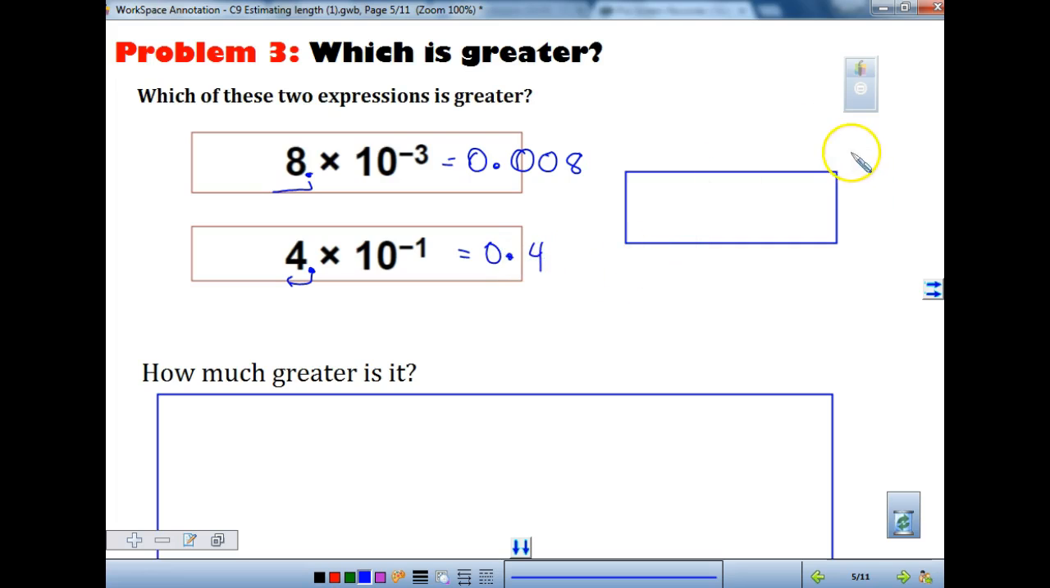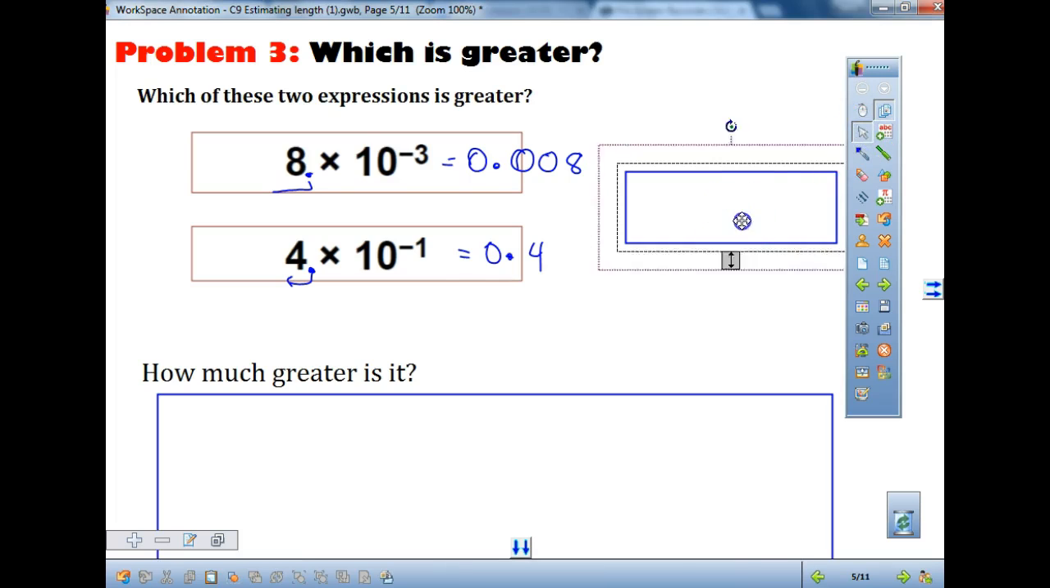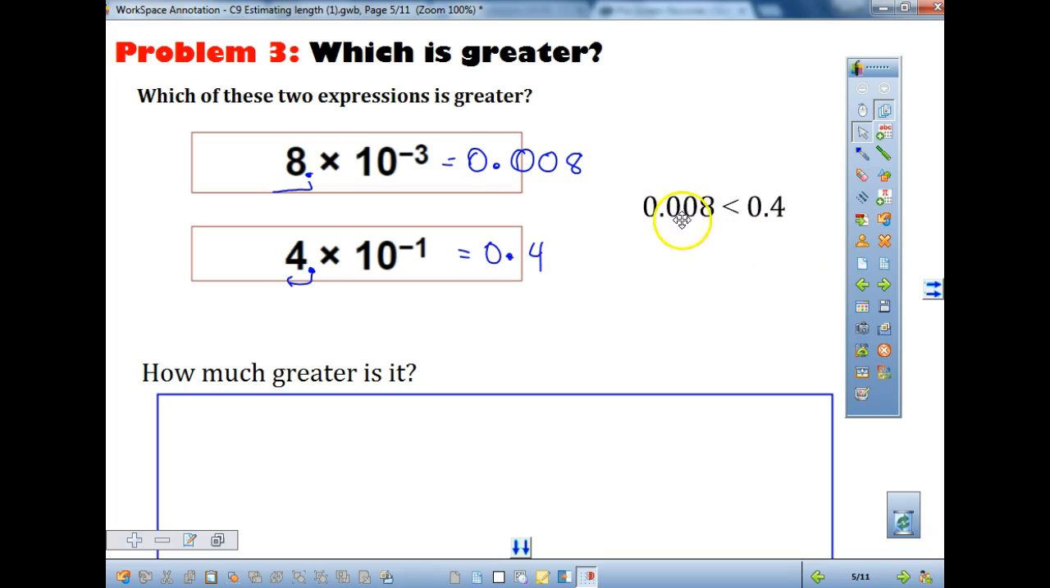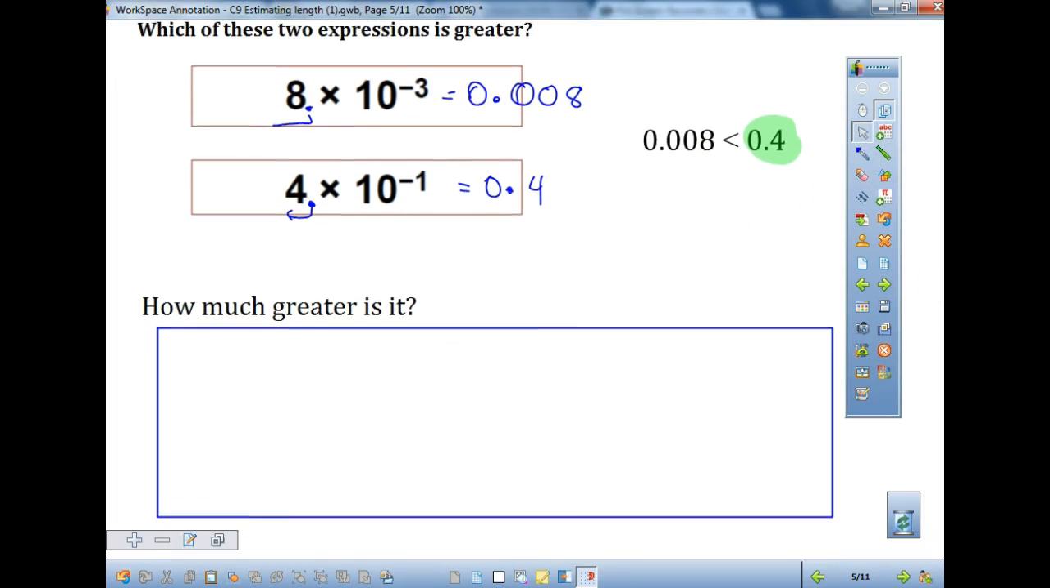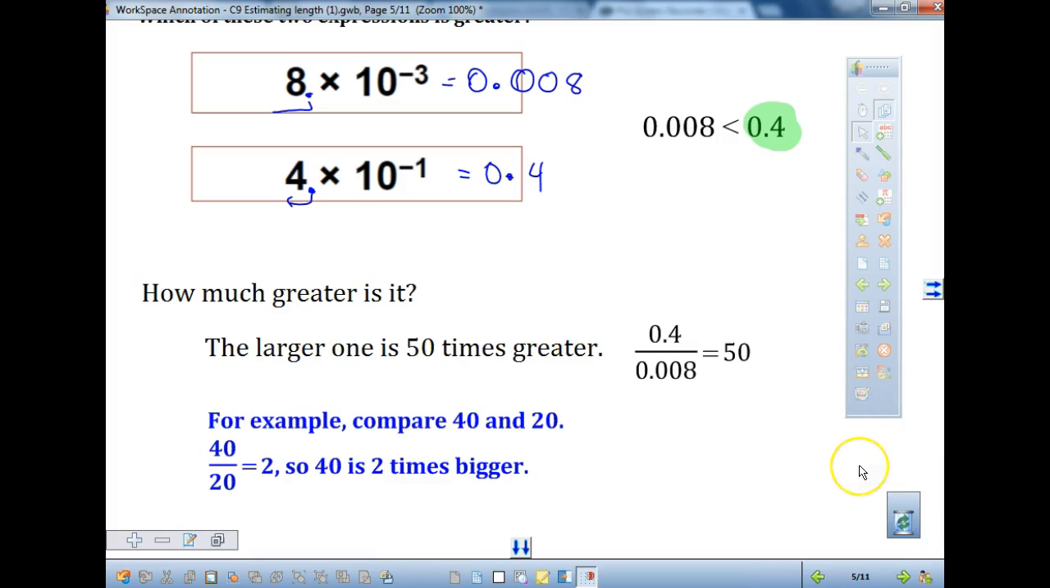0.4. So if we are looking at which one is actually greater here, we should be seeing that the larger one is going to be... 0.008 is less than 0.4. So what is our greater value? 0.4 is going to be greater than 0.008. And it says, well, how much greater are we talking about? And here's what we want to be thinking about.